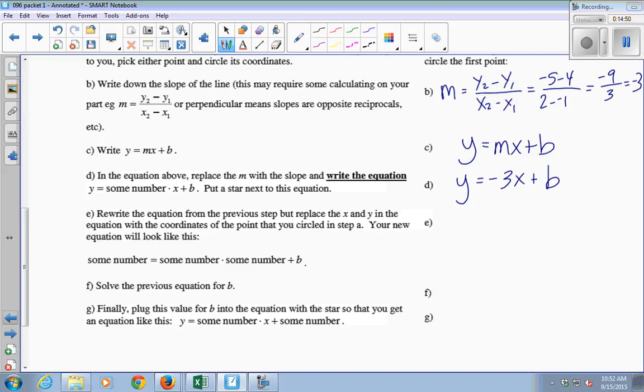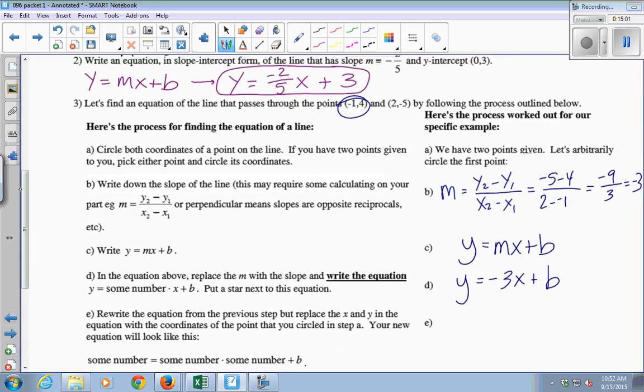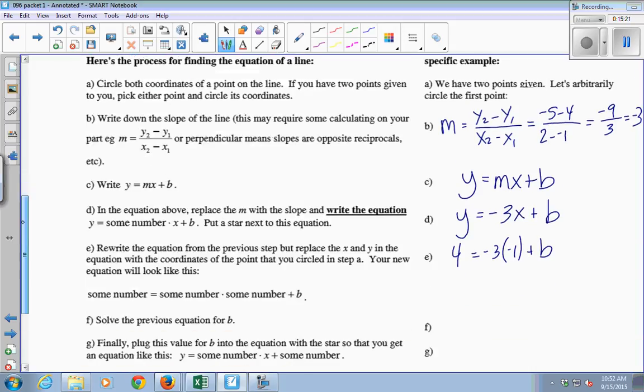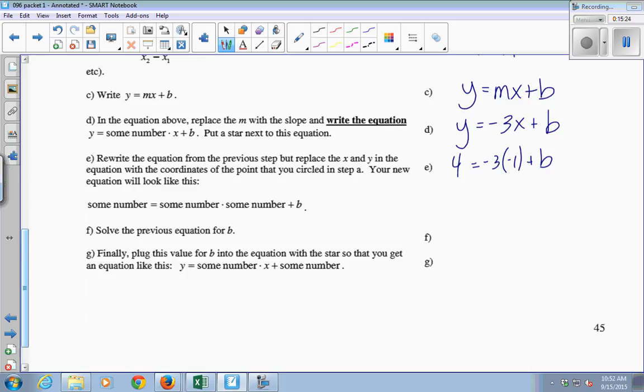To be sure, I'm going to rewrite this equation from the previous step, but replace the x and the y with the coordinates of the point that we circled in step A. So I circled the point -1, 4. So -1 is an x coordinate, so I'm going to replace the x with a -1. And I'm going to replace the y with the y coordinate of 4. And then you solve for b. So that's -3 times -1 is 3. Subtract 3 from both sides, and you get b equals 1.